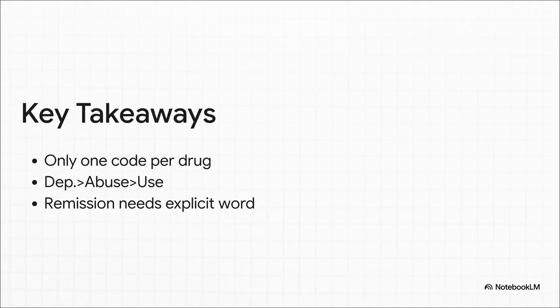We have covered a ton of ground today on Section IC5B. To ensure you walk away fully empowered, let's distill this down to the absolute most critical rules. First up, never, ever code use, abuse, and dependence for the exact same substance together. Second, rely on the golden rule. Dependence trumps abuse, and abuse trumps use. Third, in-remission codes cannot be assumed. No matter what the lab results or timelines say, they require the explicit word remission from the provider. And finally, when a physical medical condition is caused by a substance, link them up. Code both the medical condition and the appropriate substance code.